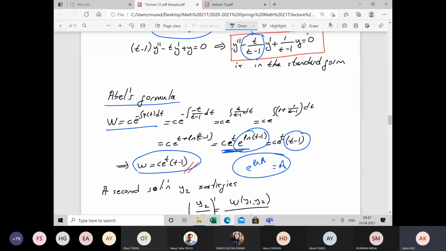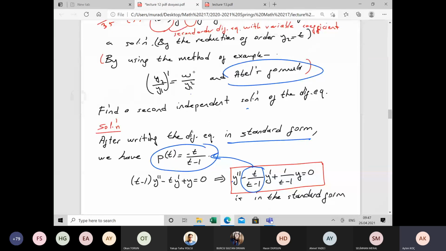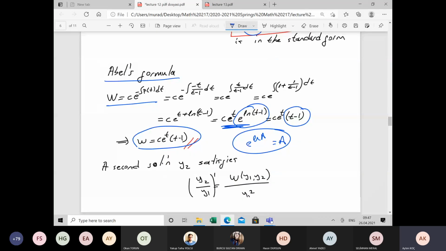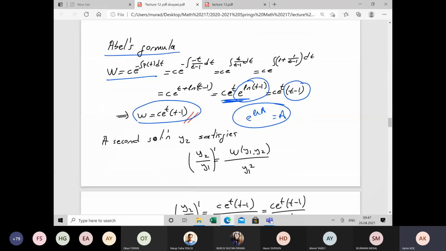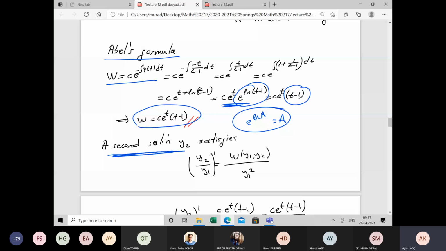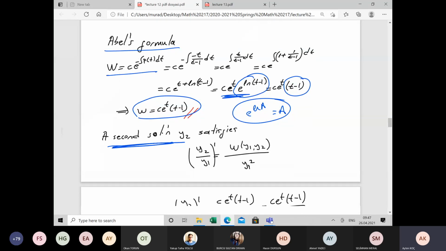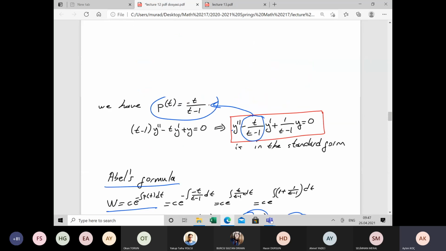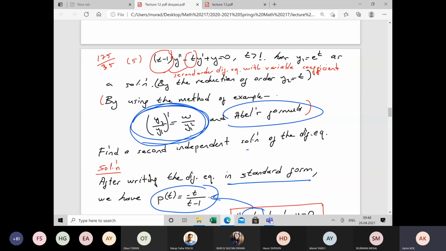What's the formula? The other formula. And this one, it's okay. Let's write this one to find the second solution y sub 2. To find the second solution, we claim that the second solution satisfies this differential equation. It's okay.